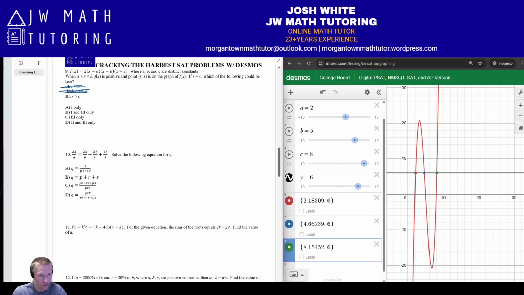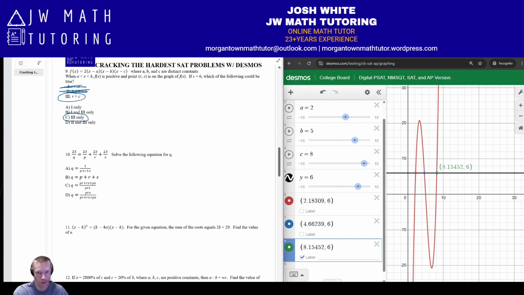All right, so it looks like it's going to be number 3 only, basically by process of elimination, and that is the correct answer, letter C. But let's just confirm it. R is greater than C. Okay, I chose 8 for C. Do I have an R value somewhere here that is greater than 8? And the answer is yes, I do. This point right here has an R value of 8.15, whatever. That is more than 8, which is more than C. Therefore, the only possible correct answer for this one is letter C, 3 only.